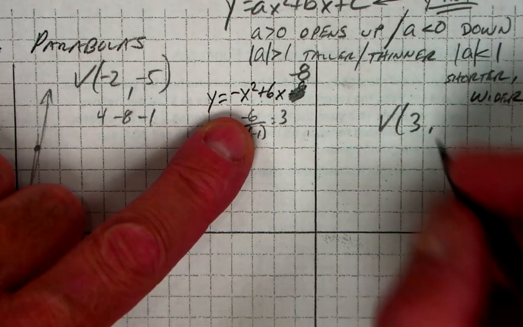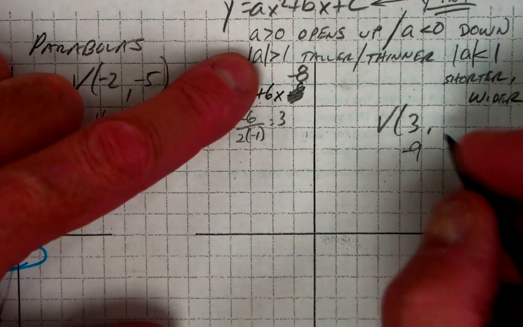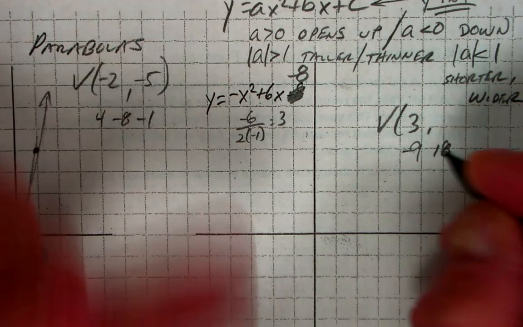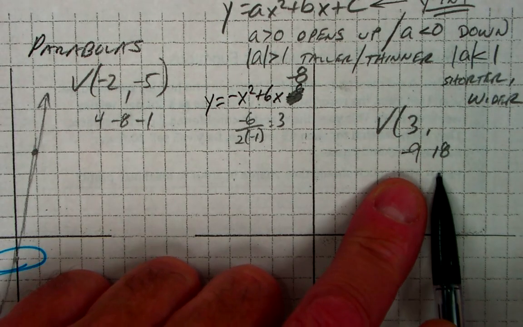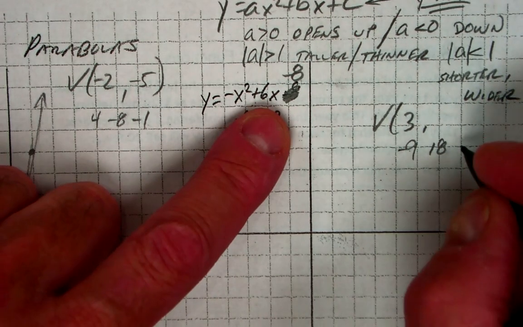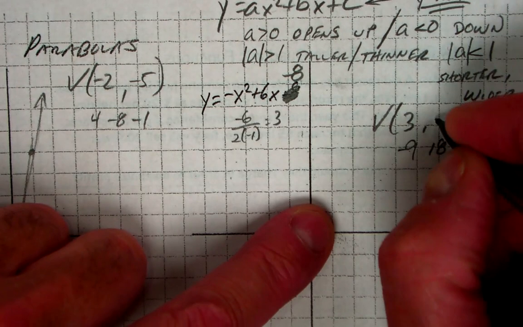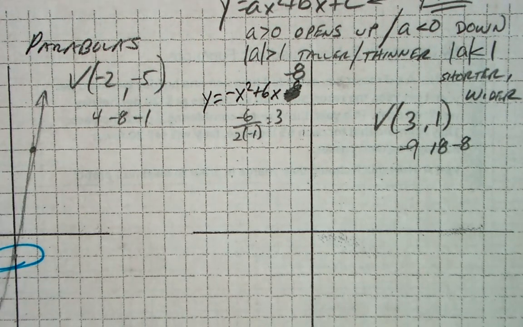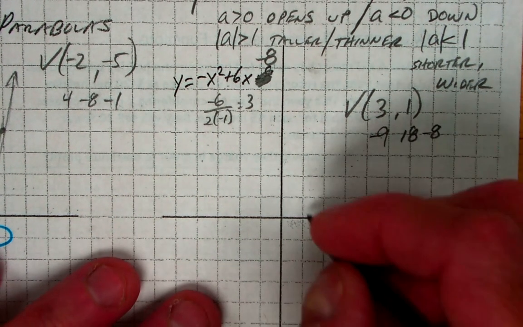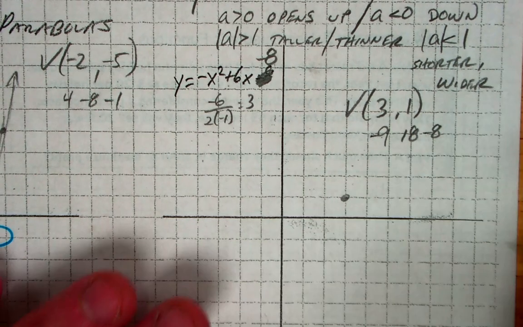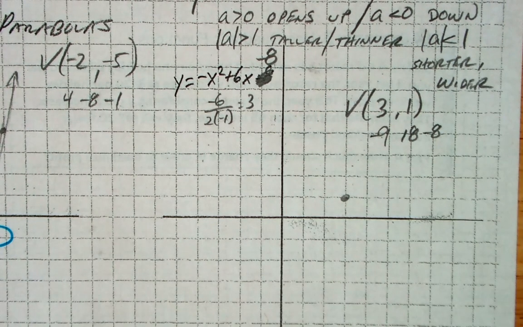So if I plug in 3, I get negative 9, 18. Again, is this something you were doing on your assignment last night? Yeah, so you should be good at this by now. Okay? And then we have minus 8. So if I wouldn't have made that change, it would have been up at 17, which is a little bit off my paper. So 3, 1. How's this one going to look? Open down. Why? It's a negative. Okay.